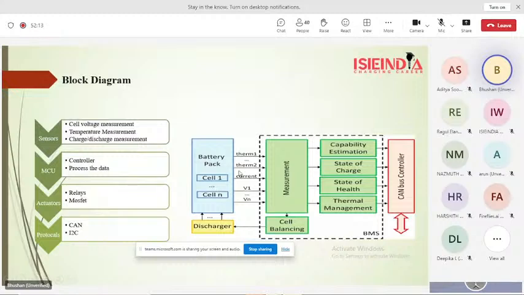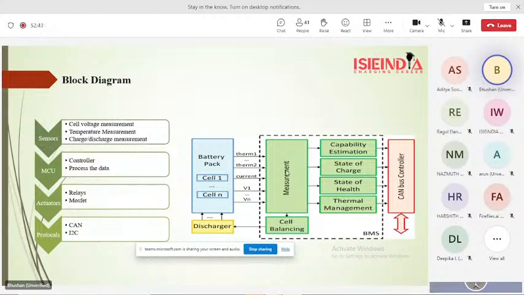Then after that we need to determine the temperature of every cell, because temperature plays a very important role in the system, and also voltage. On every cell we need to monitor the voltage. So this data goes to the measurement, like a microcontroller, and we can also use the analog front end.